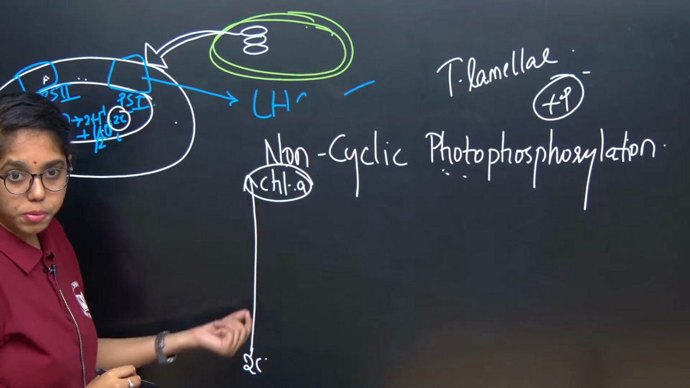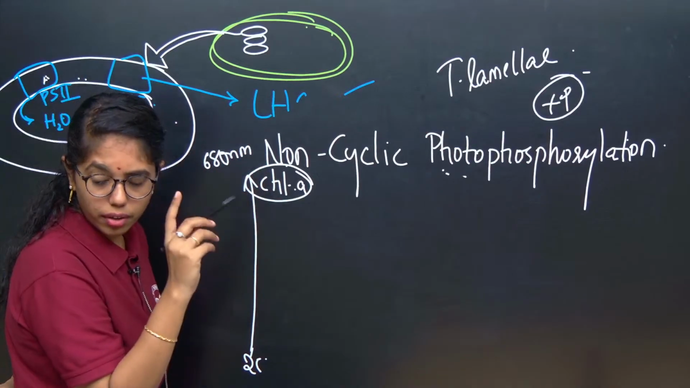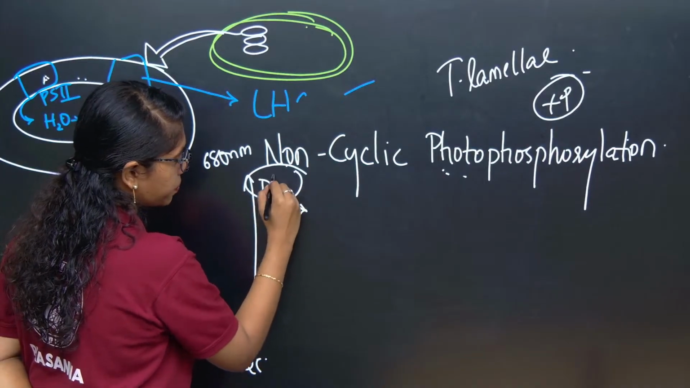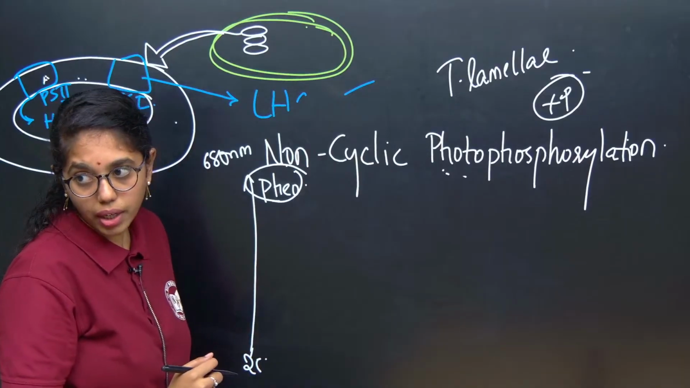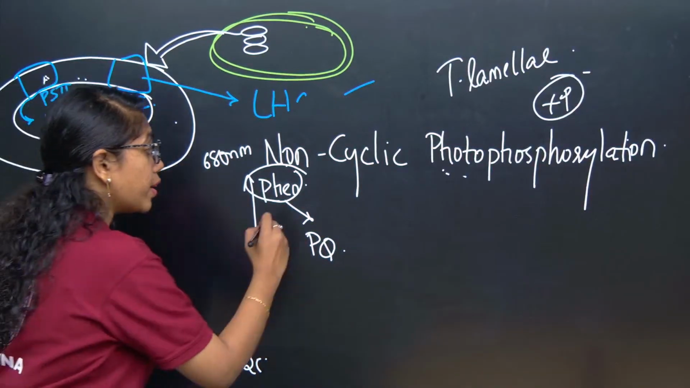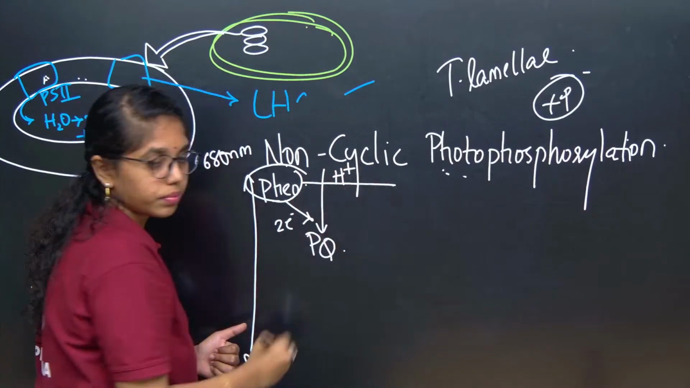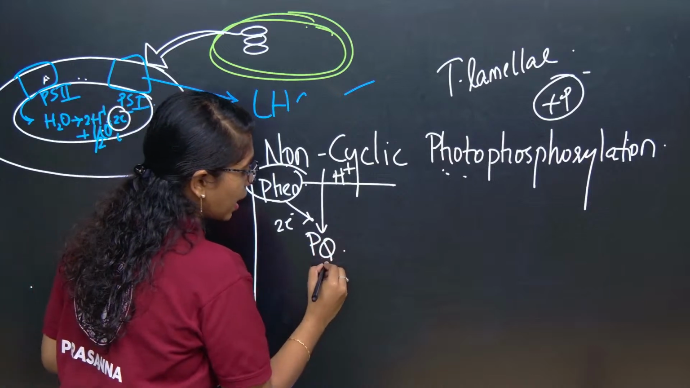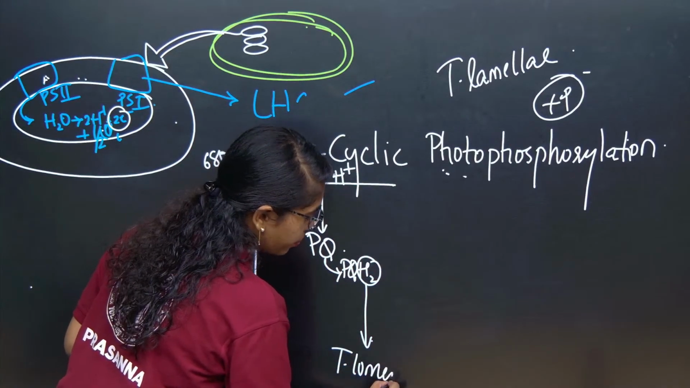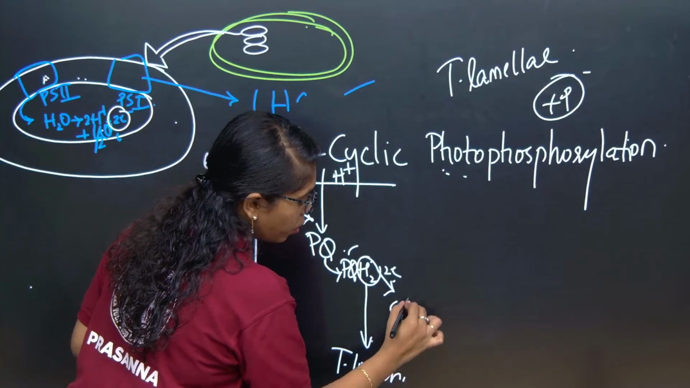The maximum absorption peak of photosystem 2 is 680 nanometers. From chlorophyll A, the first electron acceptor is pheophytin. From pheophytin it is given to plastoquinone, which accepts 2 electrons from pheophytin in the thylakoid lamellae and parallelly consumes H plus from the stroma. This gets converted to plastohydroquinone. These 2 H plus are submitted to the thylakoid lumen, and from here electrons are delivered to the cytochrome B6F complex.